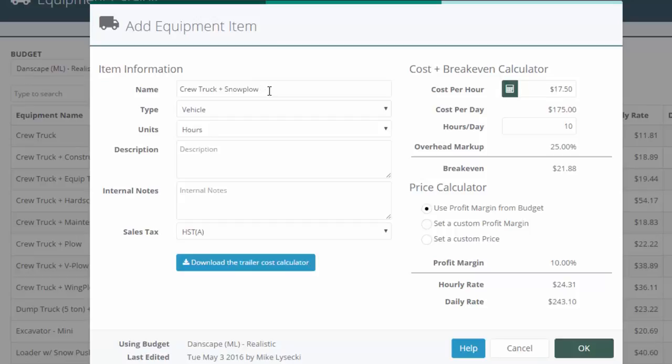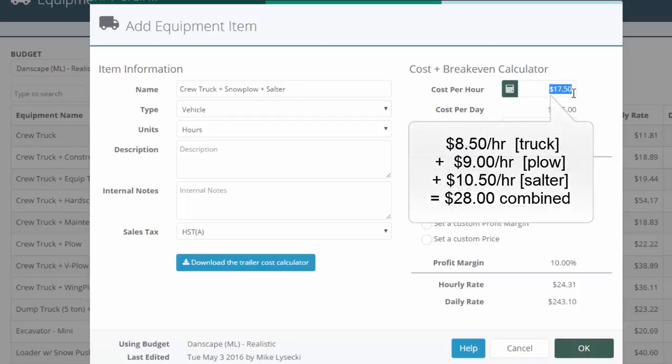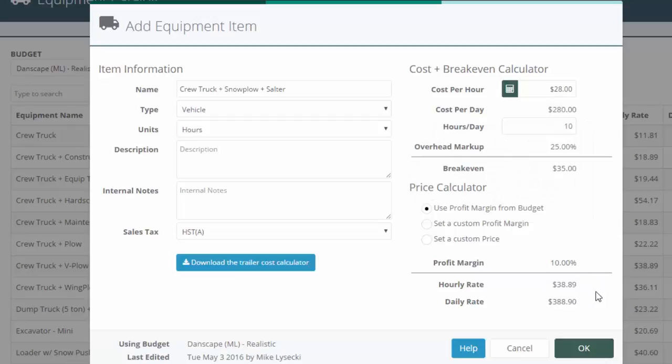Now the cost of my salter was $10.50 an hour. So if I had a truck with a snowplow and a salter, I could set it up like this: crew truck, snowplow, salter. Here I've got my plow and truck together. I'd have to add my salter to this. Now it was $10.50 an hour, so $17.50 plus $10.50 is going to bring me to an even $28 an hour. So I'd need to get about $40 an hour for a plow truck when I'm bidding it to cover all the costs, to recover a bit of overhead, and to make a small profit margin on this.